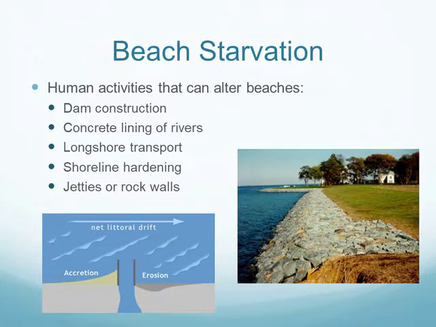So some ways that humans, and this is all because of humans, you don't find this in nature. Humans have done this a number of different ways. They have done it through dam construction, concrete lining of rivers, longshore transport. Well, longshore transport is a natural thing, but essentially what humans have done is cut off the longshore transport. You have shoreline hardening, and you have jetties and rock walls. So let's look at each one.